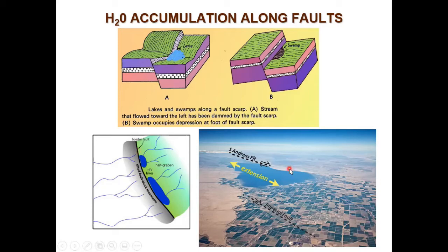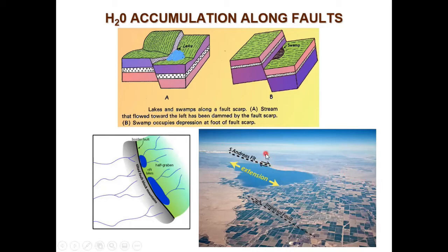So that indicates there is most likely a strike slip fault running parallel to the alignment of lakes and swamps in the region. So this is an example from West Coast. Here, San Andreas Fault is just going in this direction. It's a right lateral major fault.